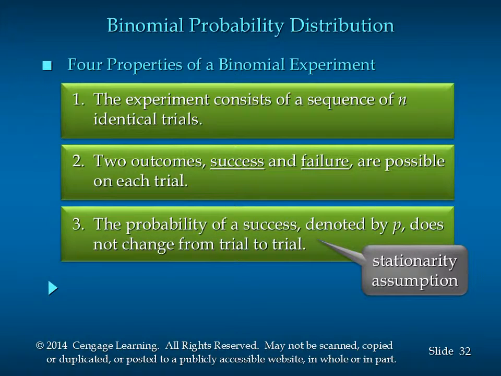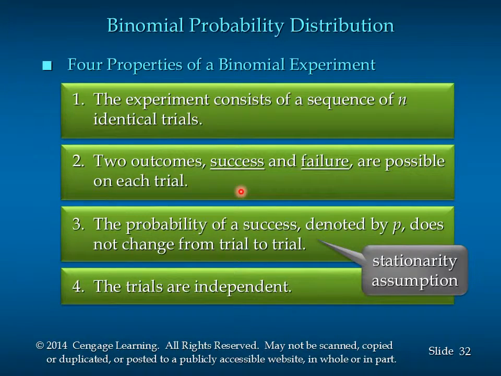So now I want to talk about binomial, the properties of binomial. There are four. Binomial just means there's two outcomes: success or failure. Yes or no.